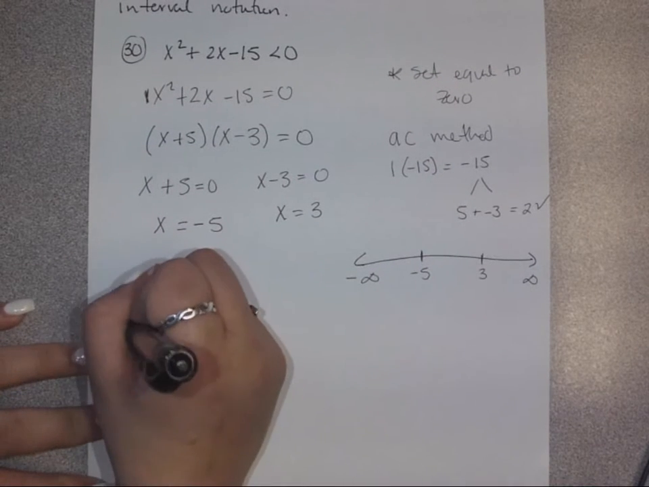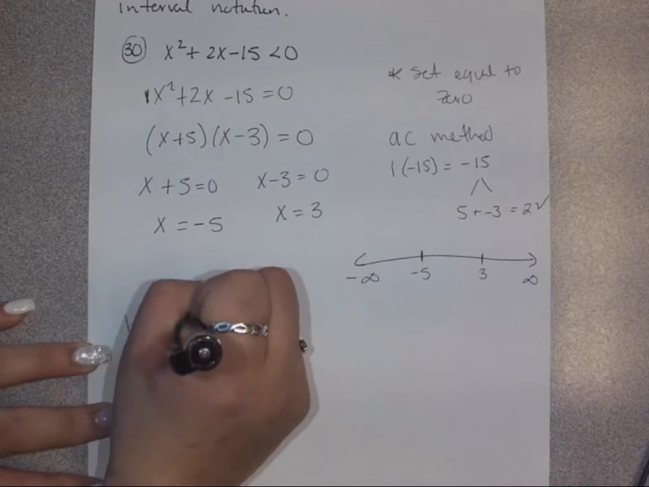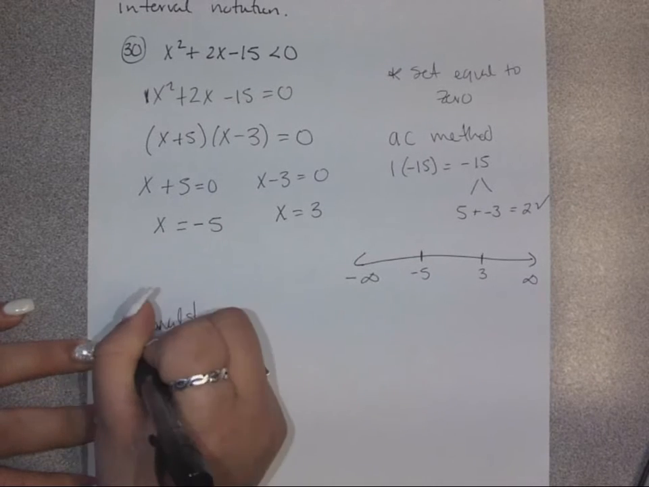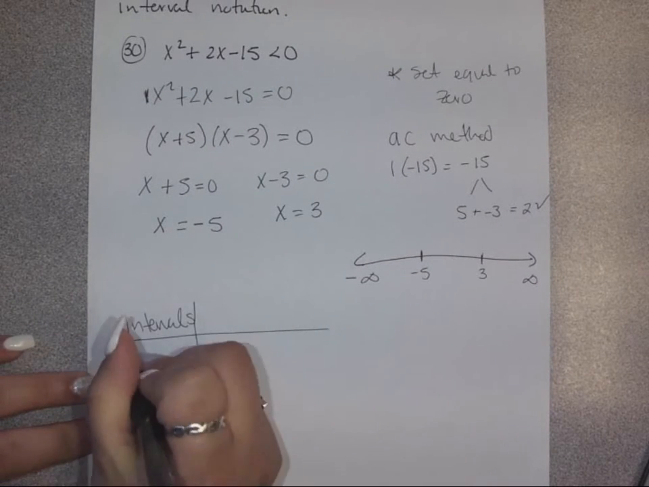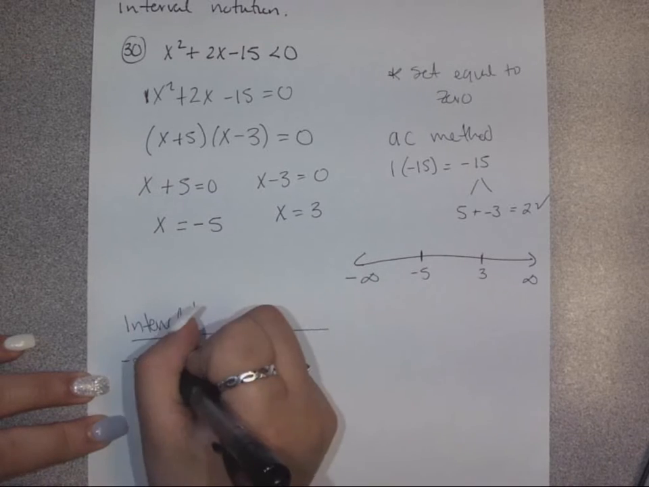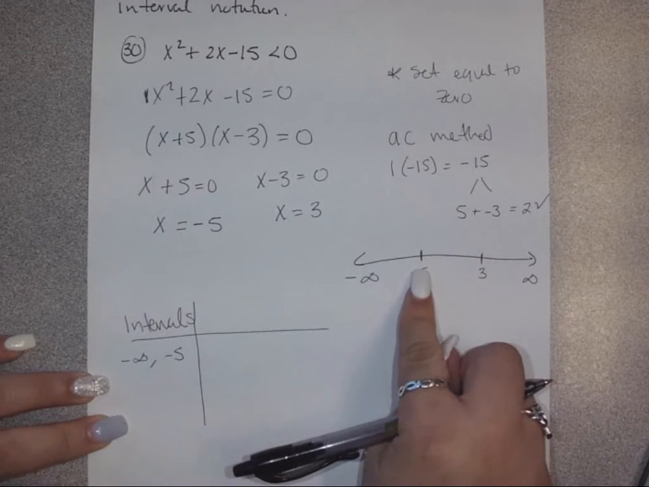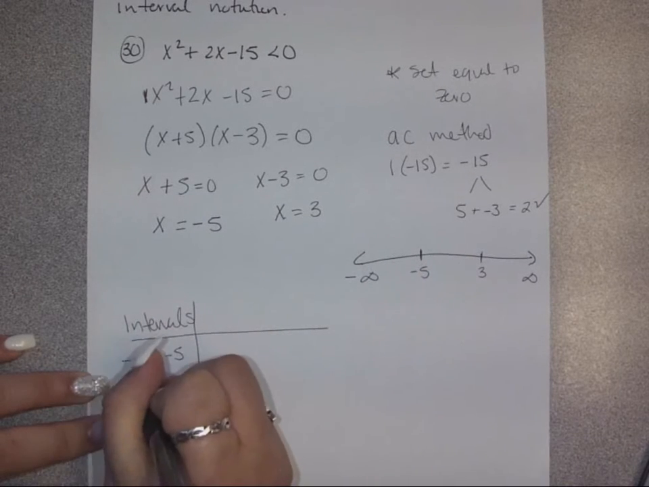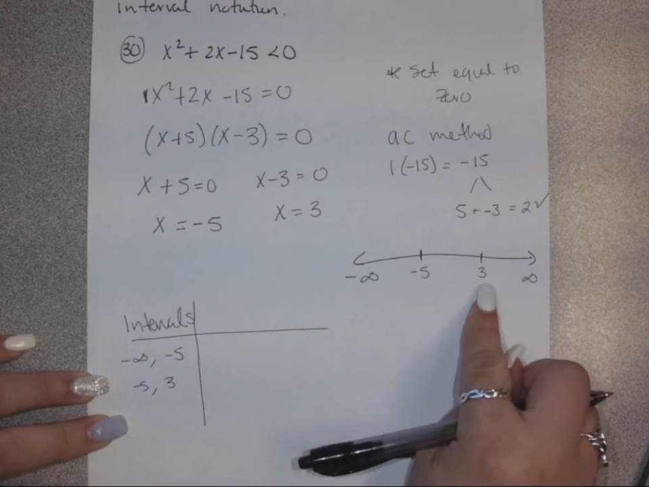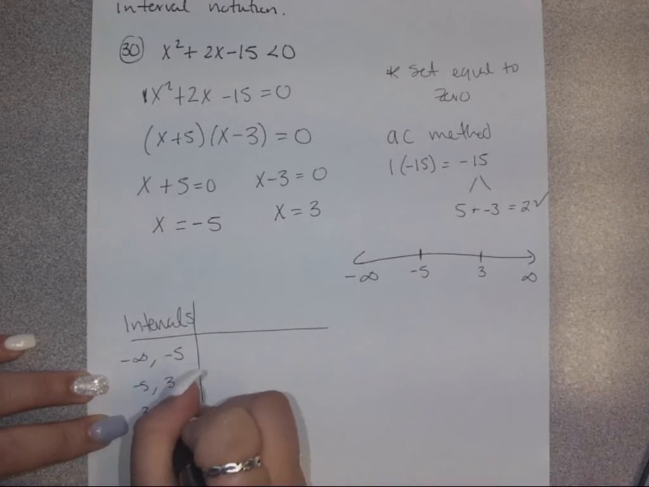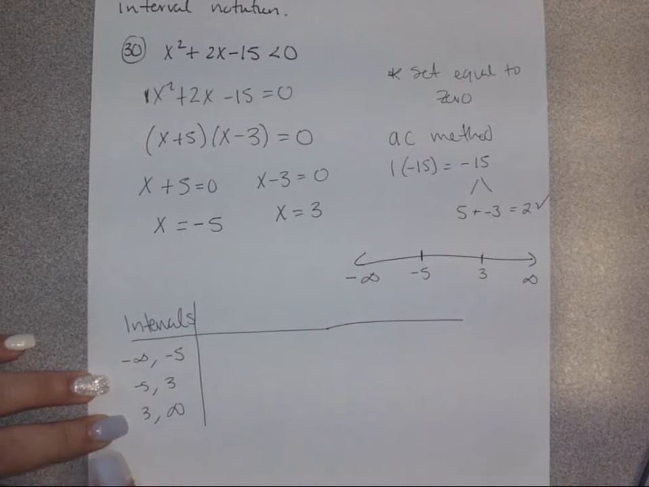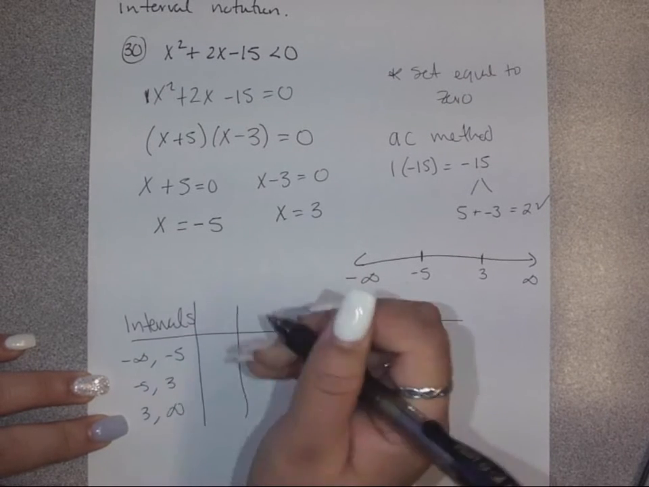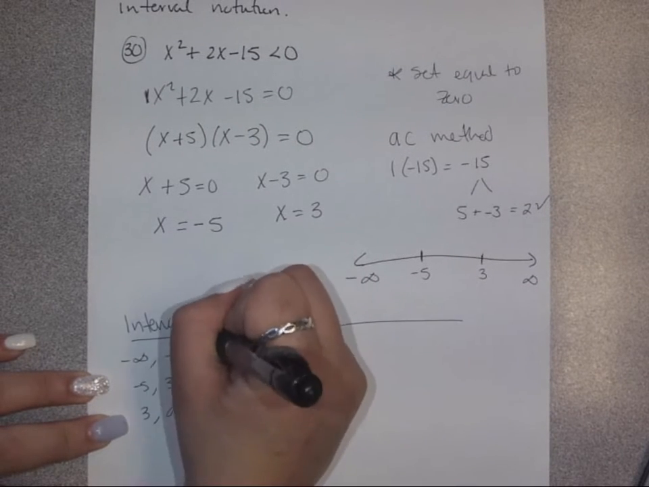Your table is going to consist of your intervals. One of our intervals is going to be from negative infinity to negative 5. My next interval is going to be from negative 5 to 3. And my last one is going to be from 3 to infinity. Once you have your intervals, go ahead and pick what we call test values.